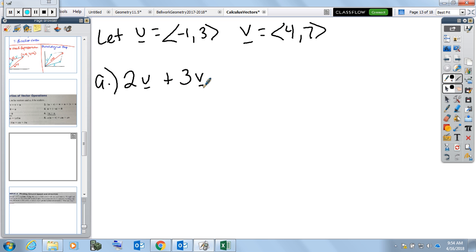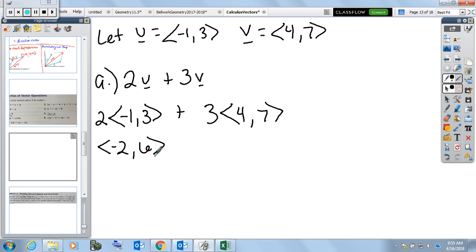All right. So in doing so, I like to just do that scalar multiplication first, and then we'll take care of the actual addition. So this is looking like 2 times the component form of -1, 3 plus 3 times vector v's component form of 4, 7. So this becomes -2, 6 plus 12, 21. And now we can take the sum. So you want to add your x's together, your x direction, and your y directions together.